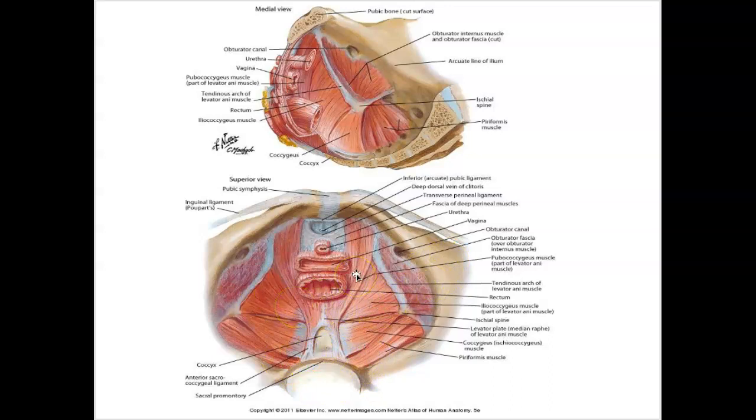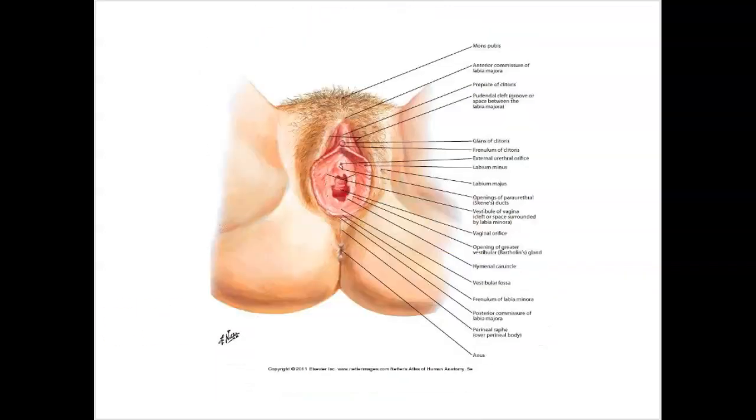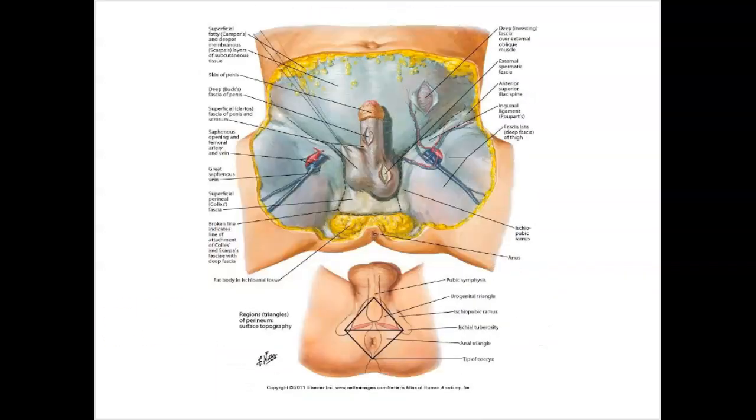Now, central in this are going to be the openings on the female: the urethra, the vaginal opening, and the rectum. So 1, 2, 3. In the male, same thing, just without the vagina in the middle. We'll look at these muscles again in a later dissection. The perineum. Let's look at the male perineum first.